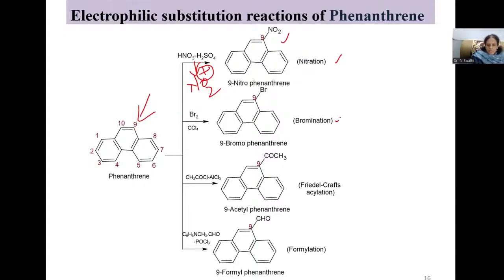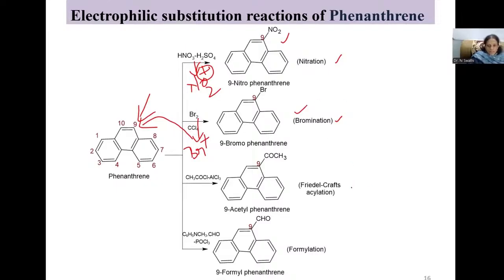Now the next reaction is the bromination reaction. So here phenanthrene is treated with bromine in the presence of carbon tetrachloride. From this reagent, the positively charged bromonium ion will be generated and it attacks at the 9th position. And that is how we will be getting 9-bromophenanthrene as the product.